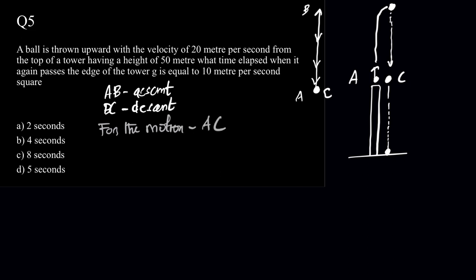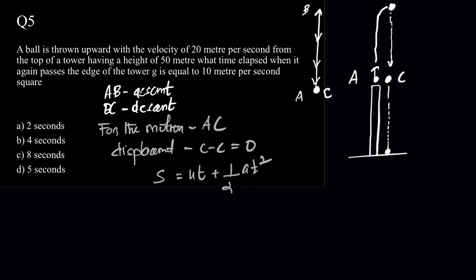So for the entire motion, the motion of the body along the direction AC, what is displacement equal to? Displacement is the difference between the final and the initial position. Initial and final position are the same, which means the displacement is 0. Now what is the displacement time relation? S is equal to ut plus half at square. The body is projected upwards, so the direction of u is upwards. Acceleration due to gravity is acting downwards, so if we take u as positive, acceleration due to gravity would be negative.